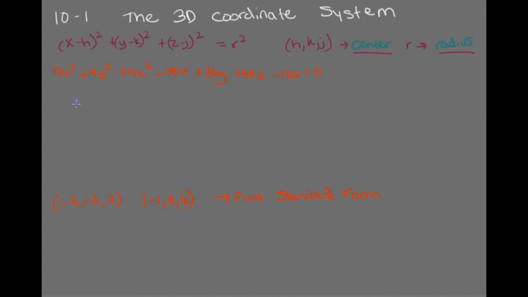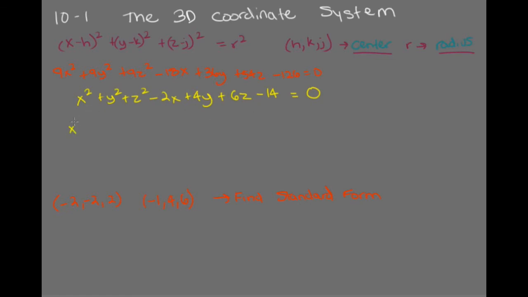We end up getting x squared plus y squared plus z squared minus 2x plus 4y plus 6z minus 14 is equal to 0. And basically what we do now is we just group the x terms, the y terms, and the z terms together, and we basically just complete the square.